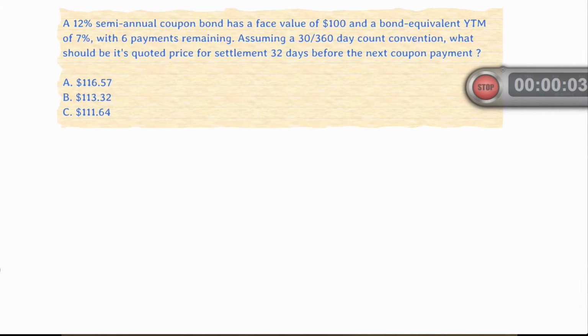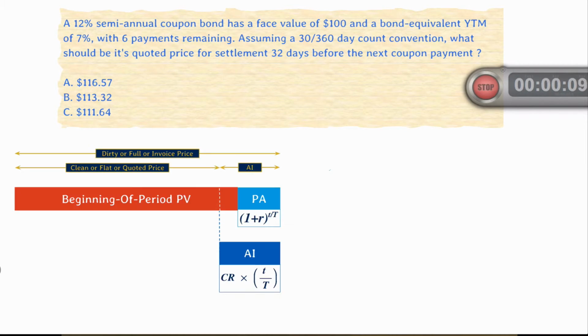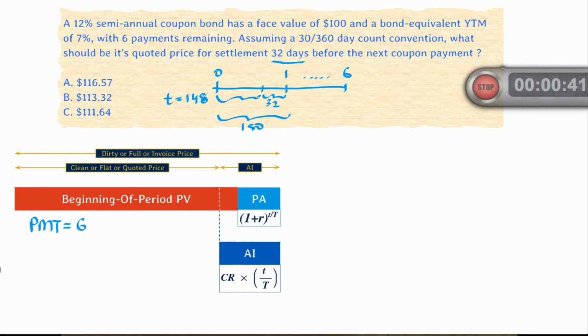Now, this is a pretty straightforward problem. If you recall our basic graphic, which I've covered in an earlier video, the key hurdle point here is in calculating the value of small t, which is supposed to be the number of days since the last payment. Now here we're given 32 as the number of days before the next coupon payment. And obviously there are 180 days between coupon payments, given that it's a semi-annual coupon bond and a 360-day convention. So what that implies is that the number of days since the last coupon payment, small t, is actually 148. It's very easy to make this mistake and take small t as 32. So read the question very carefully.